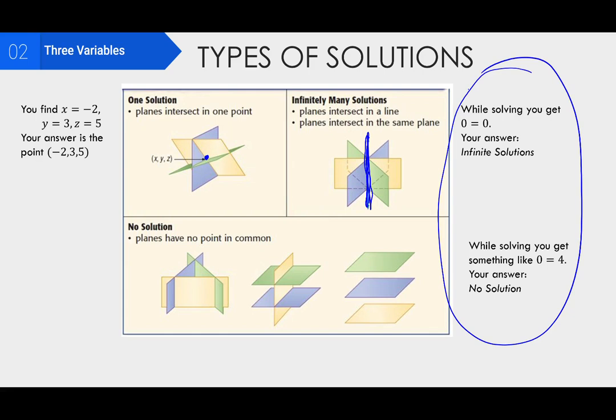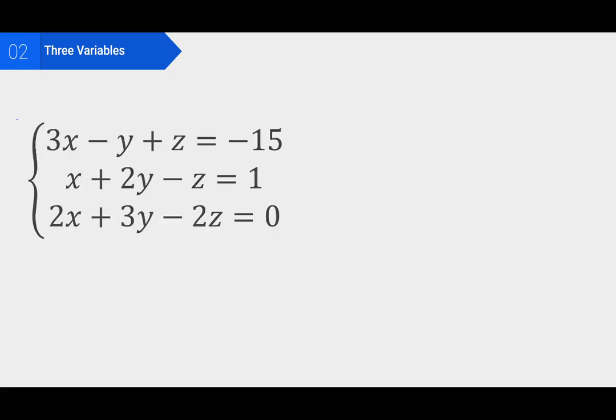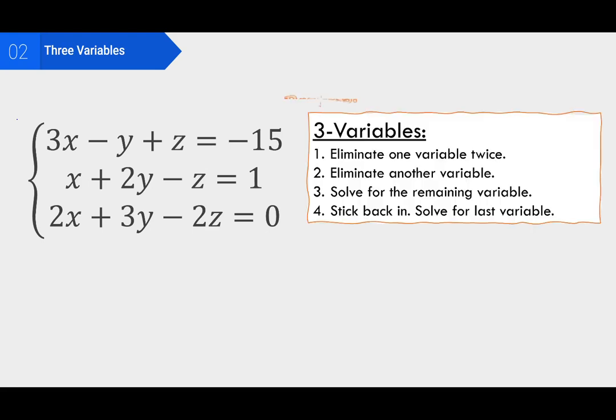Now let's look at how to find that one answer, right? That one point where all three intersect. So here is an example of three equations, three variables. We want to solve the system. We want to find the x, the y, and the z that, when I plug them in, will give a true statement for each of these equations. Here's our process, and we'll walk through it with this problem in just a minute.